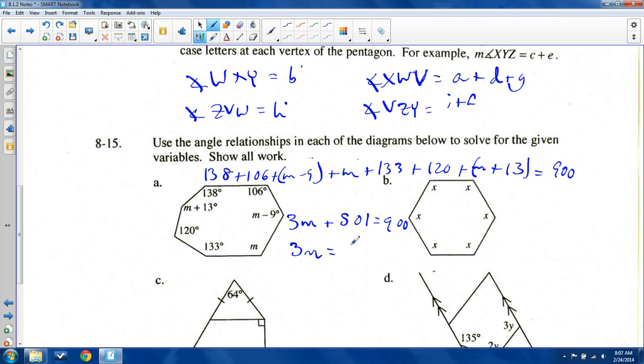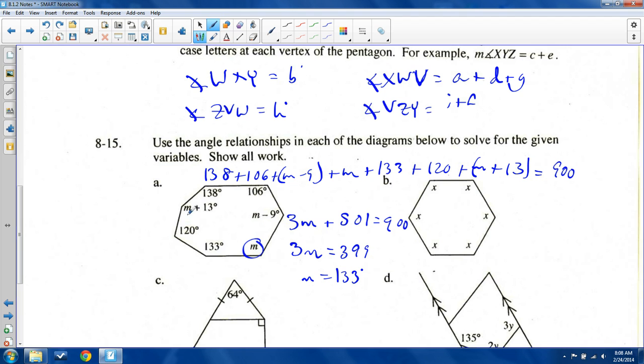3m equals 399. That should divide. So m is 133. And remember, that's not a degree measure. Technically, it's just a unit. It's not like I solve for one angle. I solve for what I could figure out, what the other angles are.